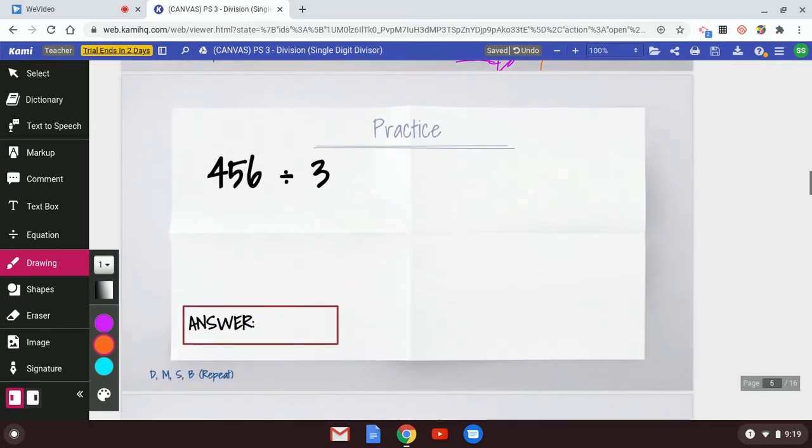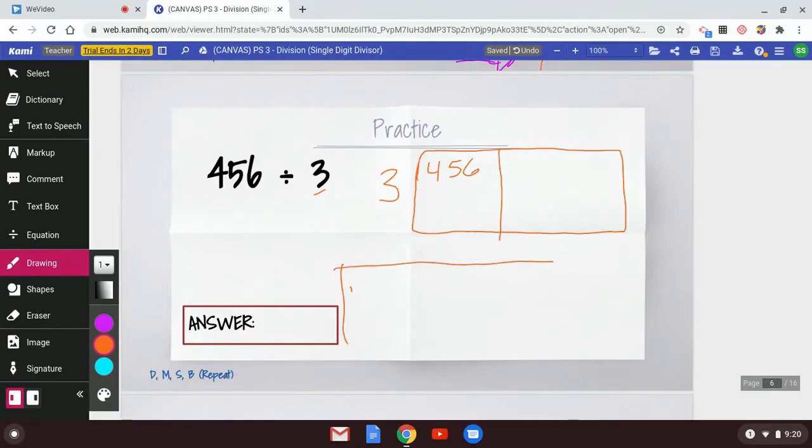On this one, we're going to do what's called the box method. Okay, so the box method looks something like this. And you put your dividend right here, 456. Then you just put a little line here. And you put your divisor right here. And then we're going to make a knowledge box on this. Let's write what we know.